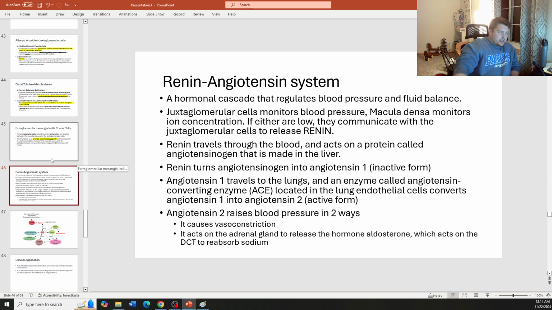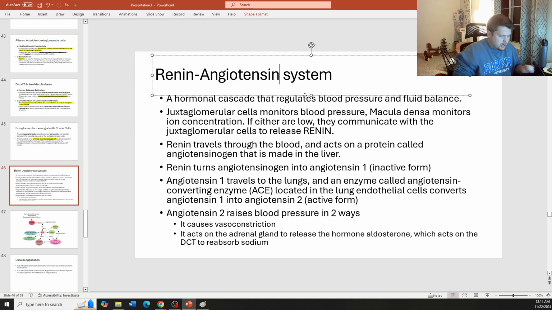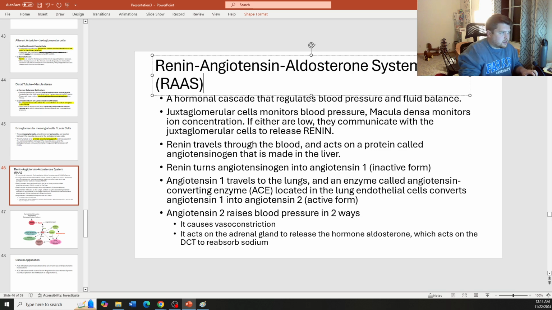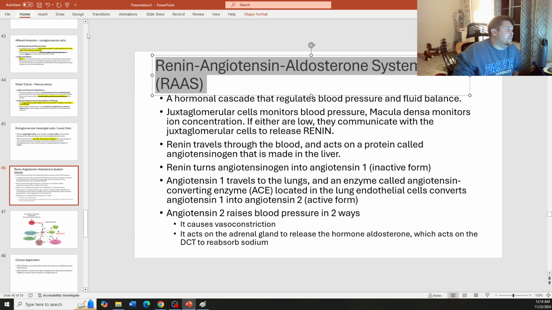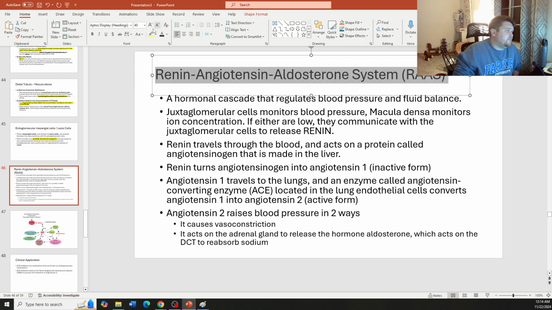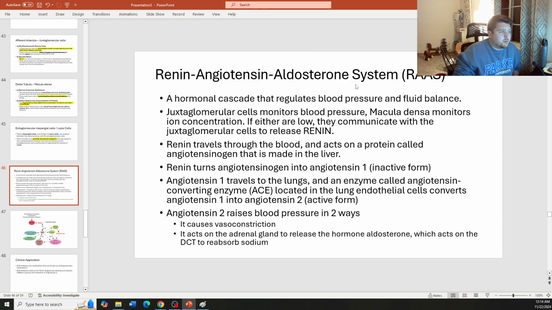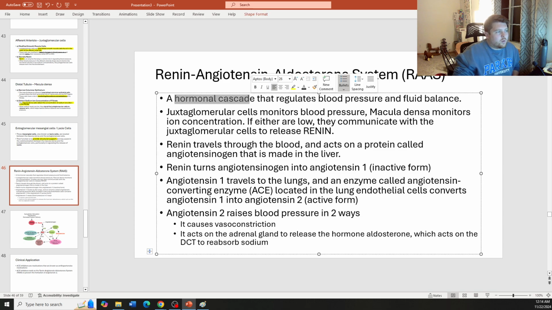This is the renin-angiotensin system step by step. The renin, angiotensin, aldosterone system, the RAAS. You are going to see this so many times, so I want to make sure that we have a solid base with it now, because it's going to come back a lot. This is a hormonal cascade that regulates blood pressure and fluid balance.